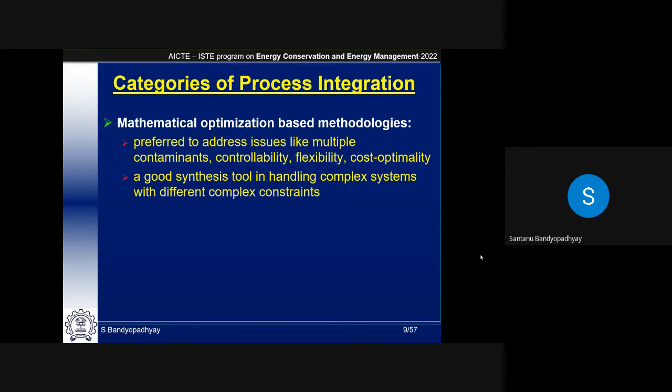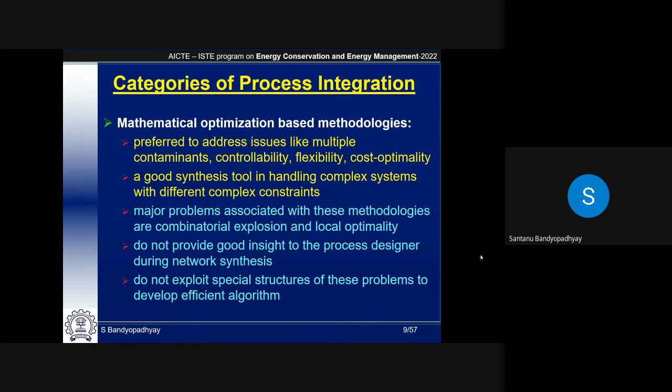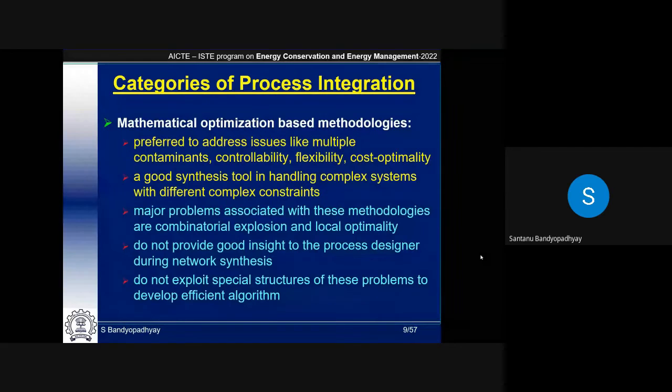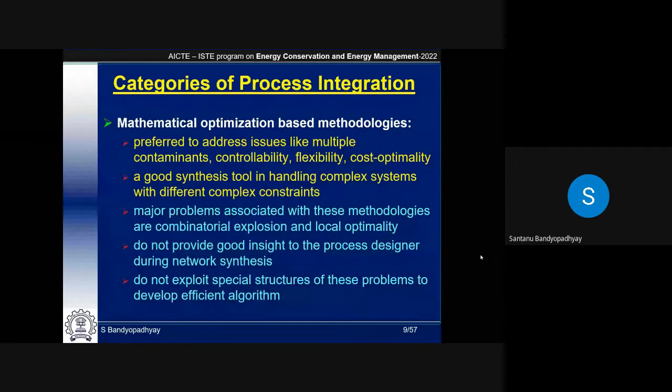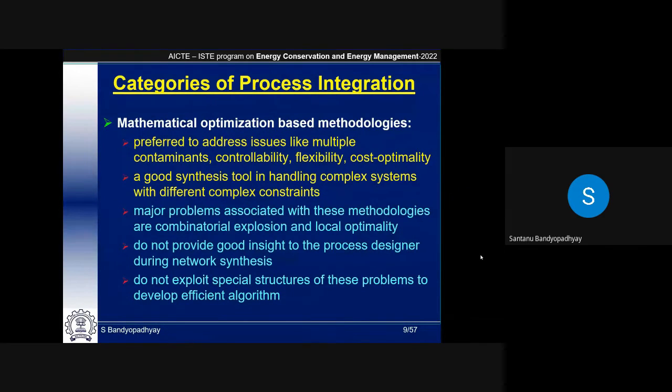However, it has certain demerits. The problems are combinatorial explosion and local optimality. What do I mean by combinatorial explosion? All the variables will not be continuous variables. There will be discrete variables. That means you have to search in a discrete way through many different possible situations, and as the number of variables increases, the number of discrete spaces increases significantly.